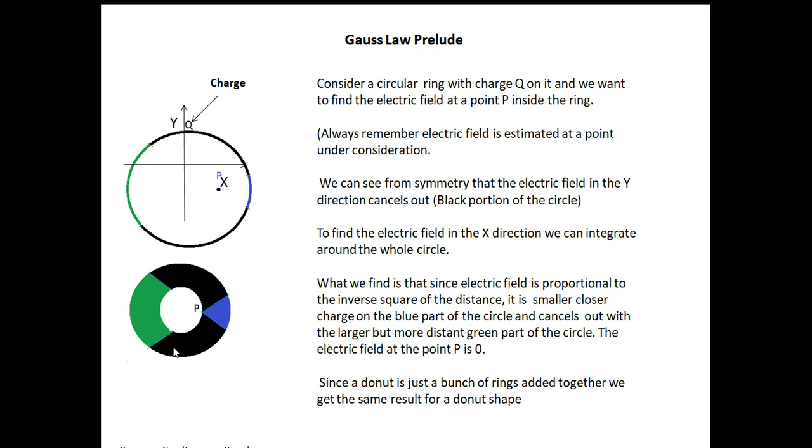Now since this kind of donut is a bunch of rings added together, we get the same result for any donut shape. So this symmetry and this cancelling out is basically the prelude of Gauss's law.